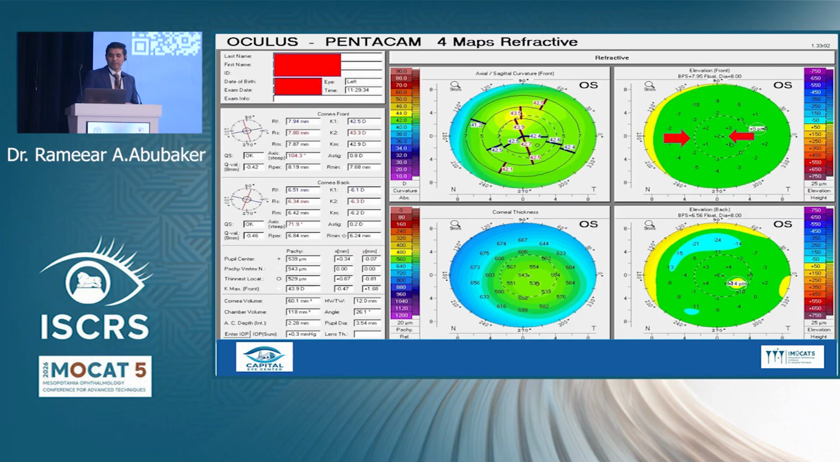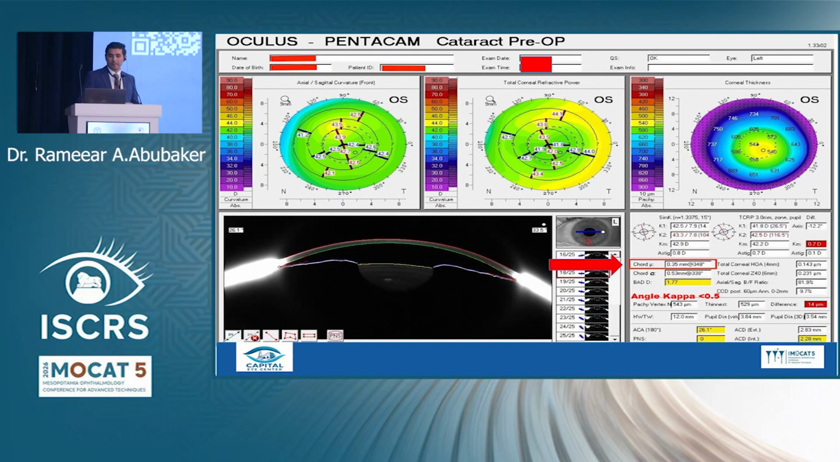You can find the pupil centration. This circular dotted line is the pupil, and this cross is the center of the pupil. And if you look at the chord mu, here corresponds to the angle kappa. It's recommended that your angle kappa is less than 0.5.